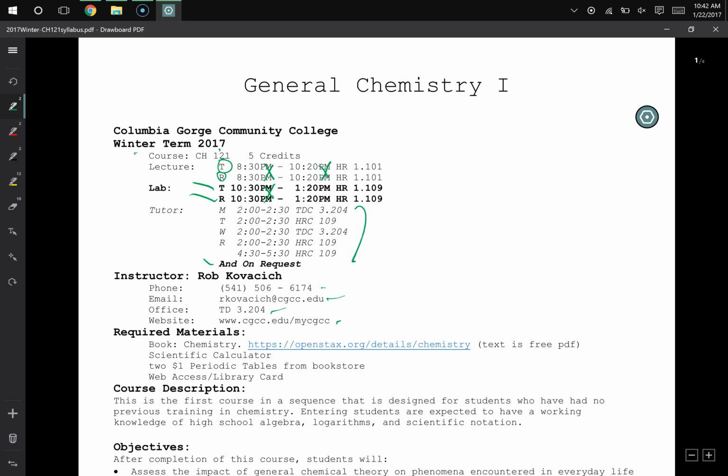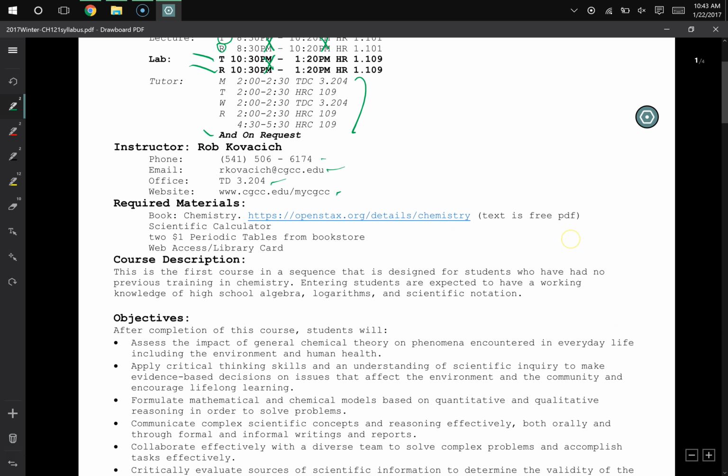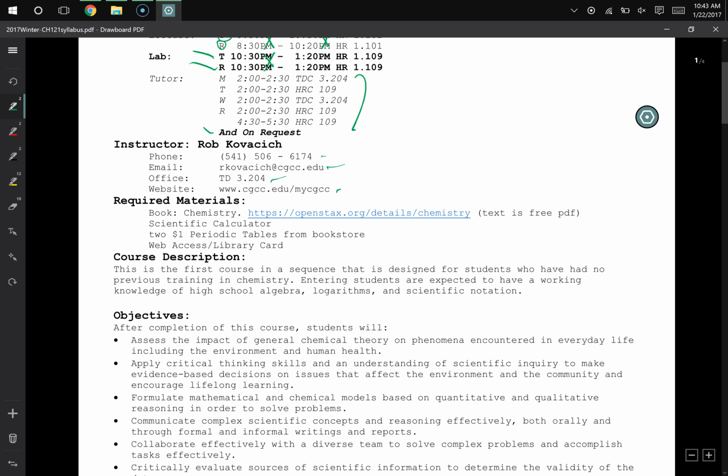The book, what I've been doing this year is I switched to a new textbook, and the textbook is fully free, online, open source, and there's the website you can get the textbook at. It's a PDF. If you prefer, you can get the textbook out of the bookstore. I can't remember how much it is. It's bright orange and says chemistry on the front of it. You're going to need a scientific calculator.